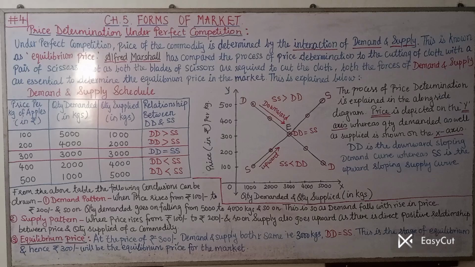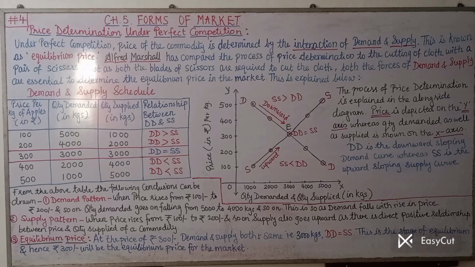At the price of rupees 300, particularly I have marked with the help of red marker, demand and supply both are equal, DD equal to SS, and here we are getting our equilibrium price. That's why rupees 300 will be the equilibrium price in this case, which will set in the market, because this price we have arrived at by the interaction of demand and supply. Both are equal at this particular price of rupees 300.